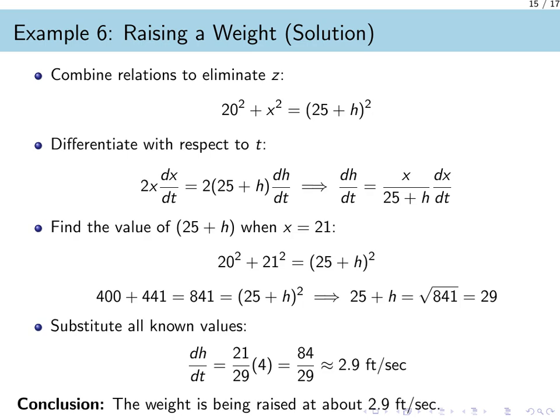Before substituting our known rates, we must find the value of the term 25 plus h at the specific instant when x is 21 feet. A quick calculation shows this value is 29. Finally, I can plug in all the knowns, which gives us the fraction 21/29, multiplied by 4. This means the weight is rising at approximately 2.9 feet per second at that moment.